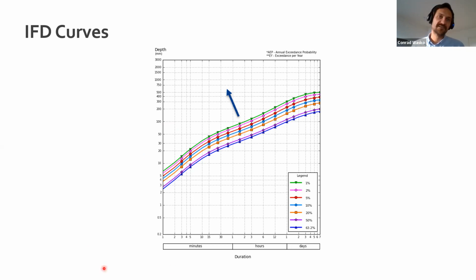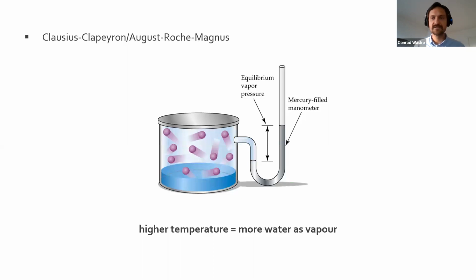And so we know with climate change, extreme rainfalls are going to increase. And this really comes from the Clausius-Clapeyron relationship.